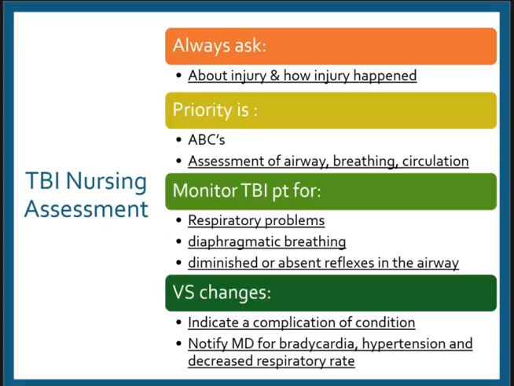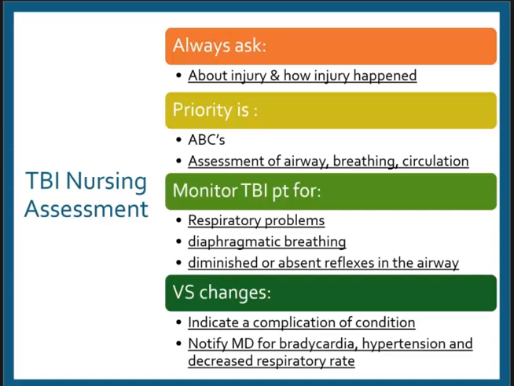So your nursing assessment continued. If you can, always ask how the injury occurred and when. When did it happen and how it occurred. Our priority is going to be your ABCs. So airway, breathing, circulation. You're going to monitor for respiratory problems, diaphragmatic breathing or retractions, and diminished or absent reflexes in the area. That typically means that there is a brainstem injury and things are going south really fast.